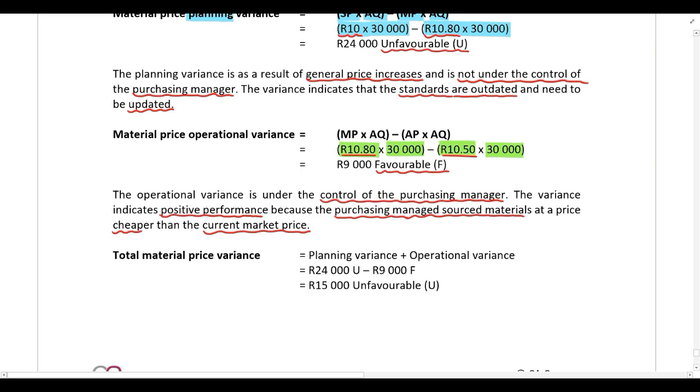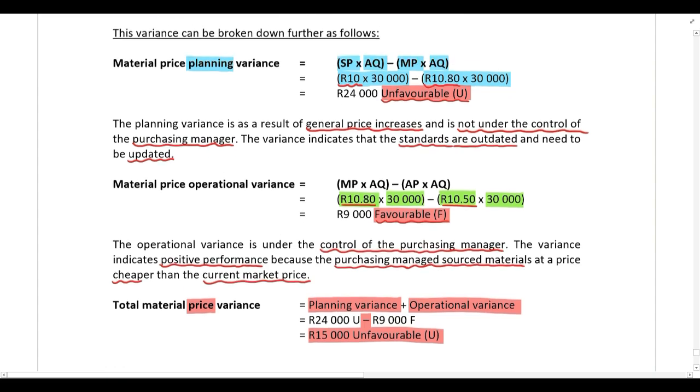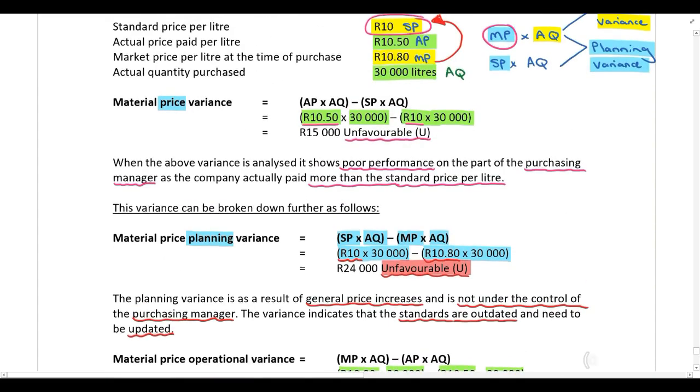Then if you add together the planning and operational variance, and obviously we're deducting them because the one is unfavourable and the other is favourable, the net effect is we have a total material price variance of 15,000 Rand unfavourable, and you'll see that ties into the calculation that we performed up front.